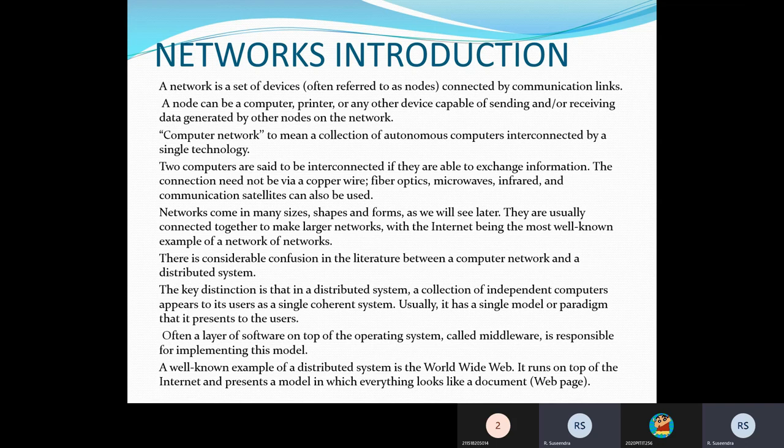First we saw a network, then the computer network, which is a collection of autonomous computers interconnected by a single technology. Autonomous means every computer has its own rule, just as we have our own passion. Likewise, each computer has its own autonomous rule, and they are interconnected by a single technology.